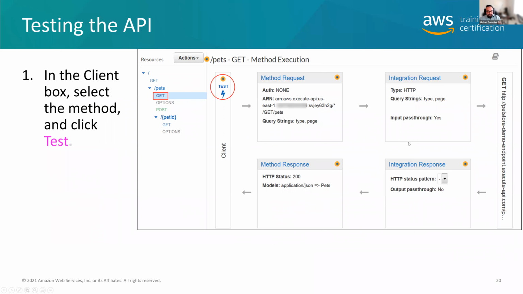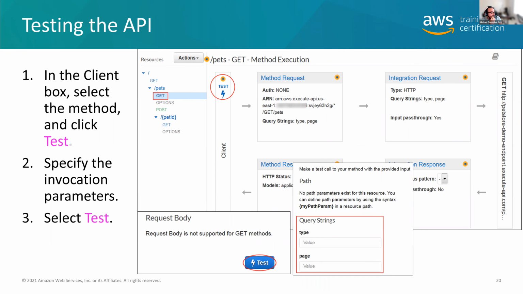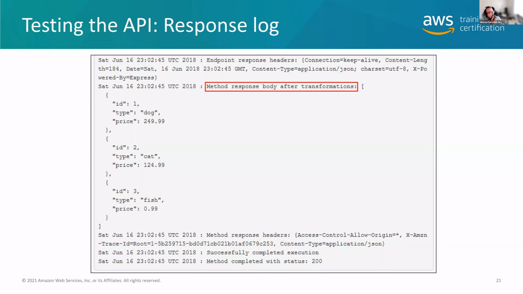All right. So select test, specify the invocation parameters, like how you're going to test, in this particular case. And then request body is not supported for get methods yet. We know that. Then select test at that point, and the test will execute. Here's the response log from a test, right? Successfully completed with a status 200.